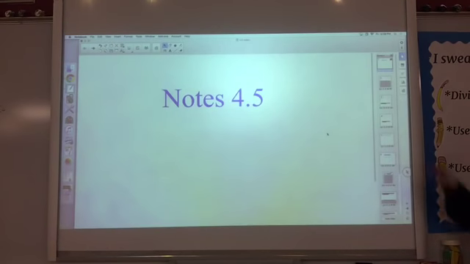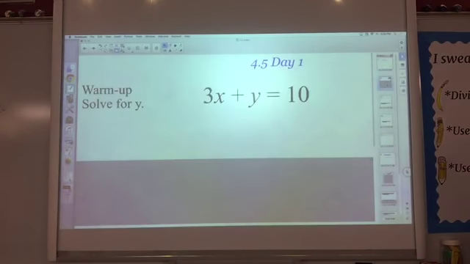These are your algebra notes for section 4.5. We do have to do a couple of warm-up problems before we get into the actual notes. Please do these on your paper as well and follow along. Go ahead and write 3x plus y equals 10. And I will remind you, once again, to pause the video anytime you have time to write down the problem. I'm not going to pause it every time.